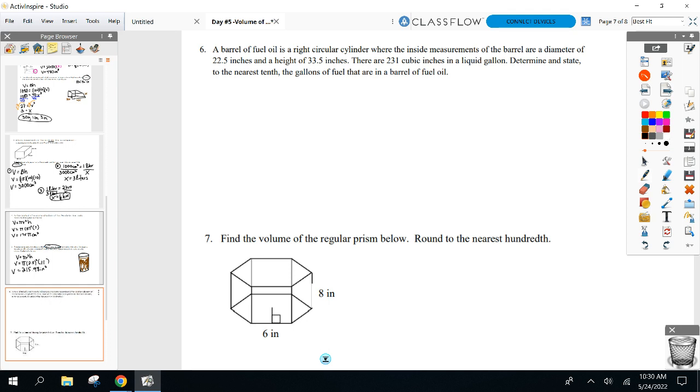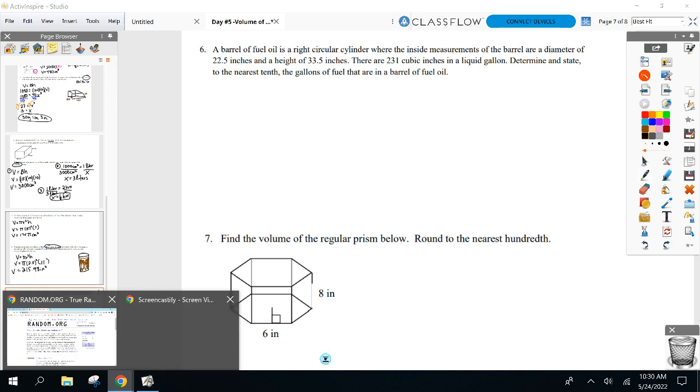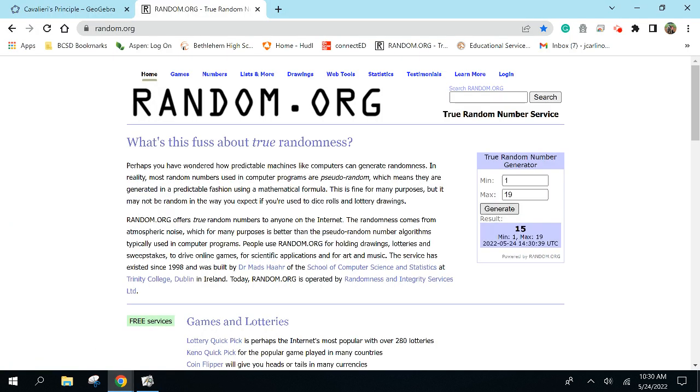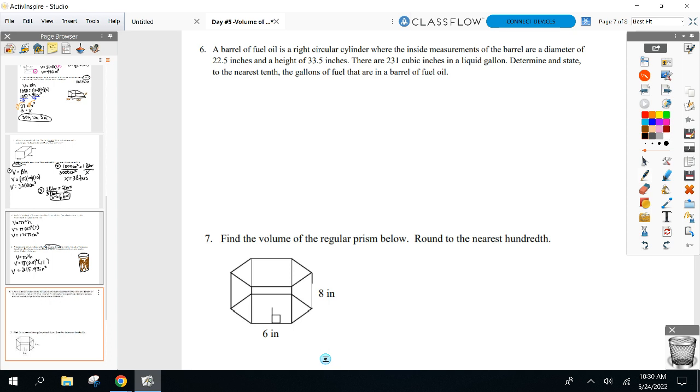Alrighty, here we go. Got your barrel of fuel oil cylinder, right? And I give you a conversion, 231 cubic inches in a gallon. How many gallons is in one barrel of fuel? Again, I'm going to ask you guys, why is this a volume problem? And I get it, today's volume of a cylinder day. But other than that, in 4 weeks on the Regents, what up here says you better find the volume of this? Anything up here say, yep, this is a volume problem.